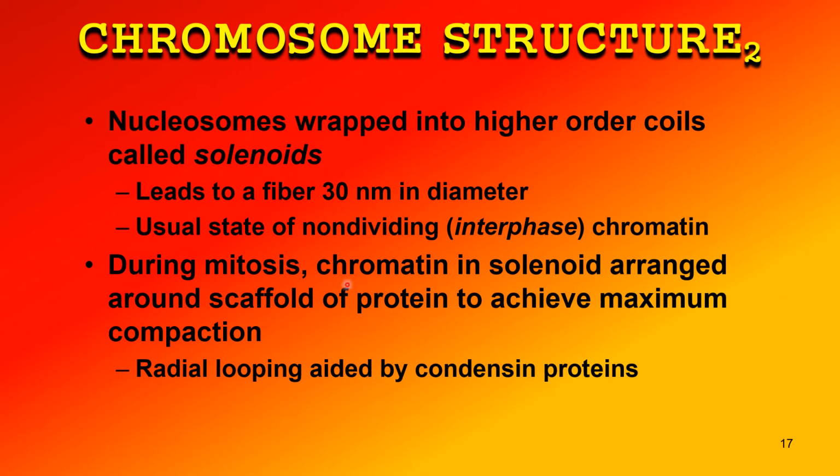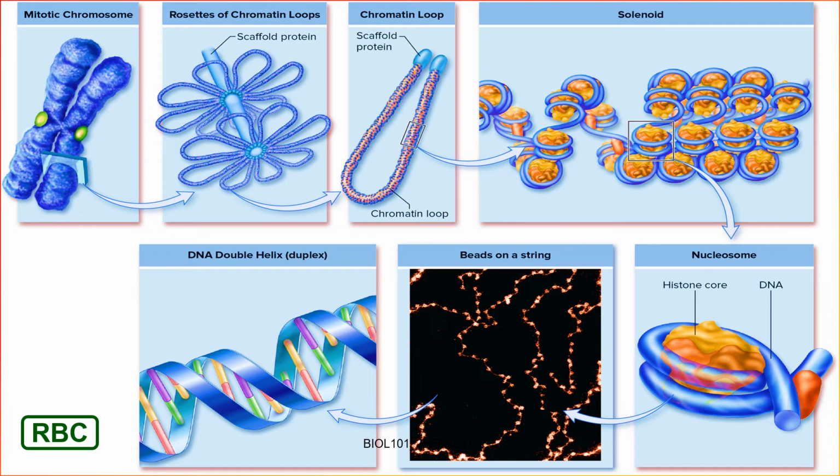Now, during mitosis, chromatin and solenoids are arranged around a scaffold of proteins to achieve maximum compaction, right, so that you can eventually see chromosomes. And we'll see the progression here in a second. So here you go. If we begin here, this is just the loose double-stranded DNA, your double helix. Now if you take this DNA and wrap it around histones, you're going to make these nucleosomes. See the histone proteins in the middle with the associated DNA wrapped around it.